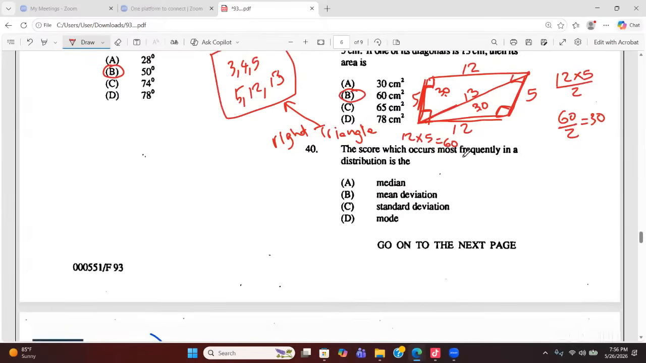All right, 40. It says the score which occurs the most. Everybody knows the most is called your mode. So the score which occurs the most is called your mode.